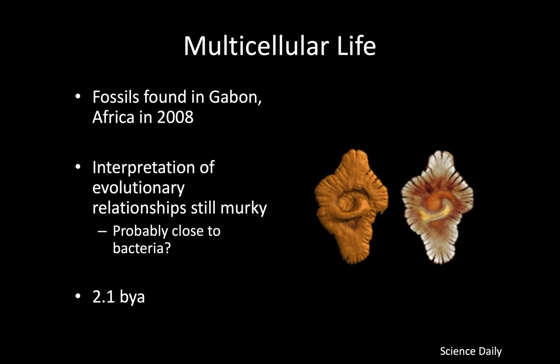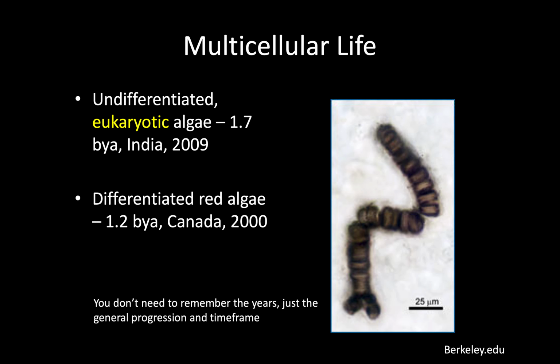This is a fossil found in Gabon, Africa in 2008. All right, so this part of Africa was only recently discovered to have these types of fossils, so we're starting to get more and more information from them rapidly at this point. Now, we're not sure what these fossils are. We think they're pretty close to bacteria, but we'll have a better answer for you in the next couple of years. So now we start moving into more complex types of algae.